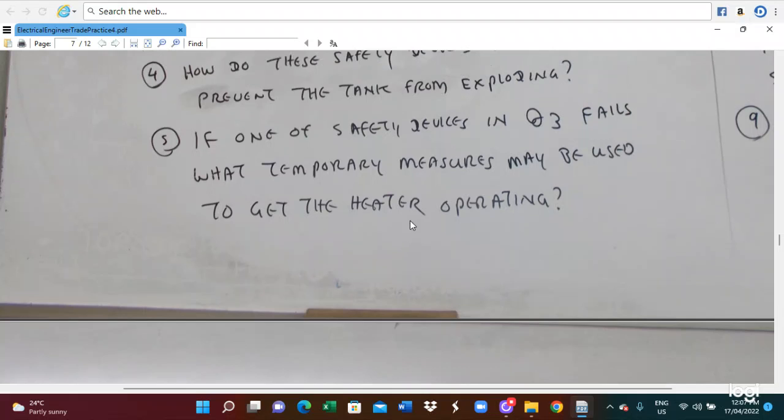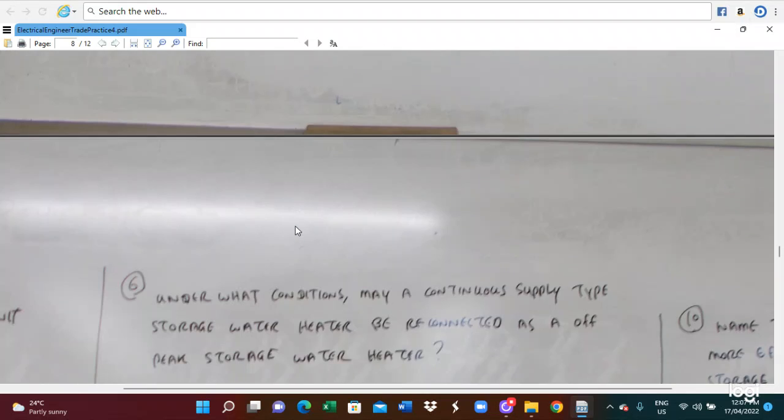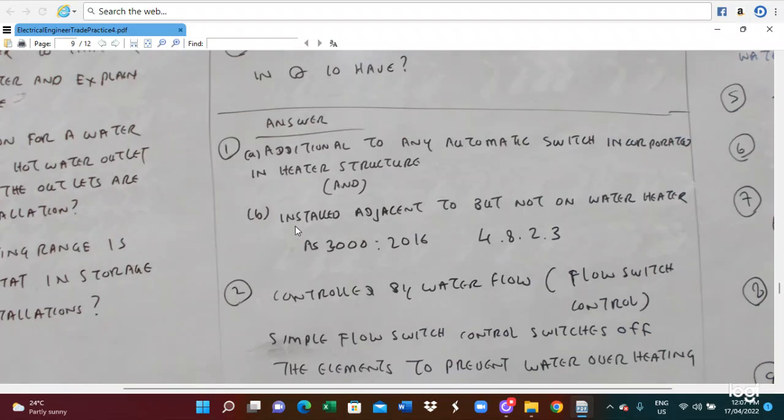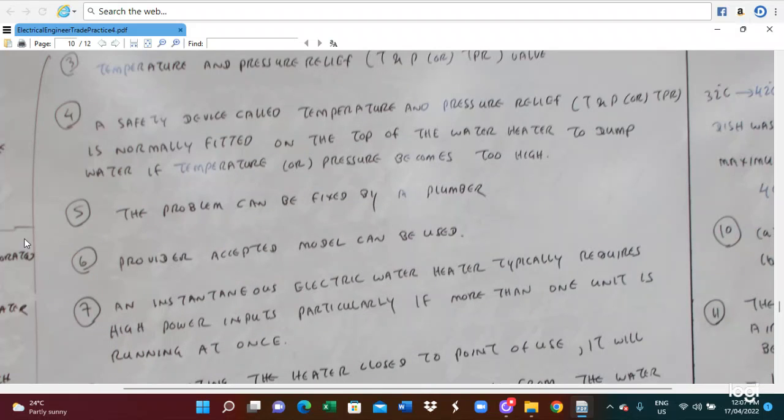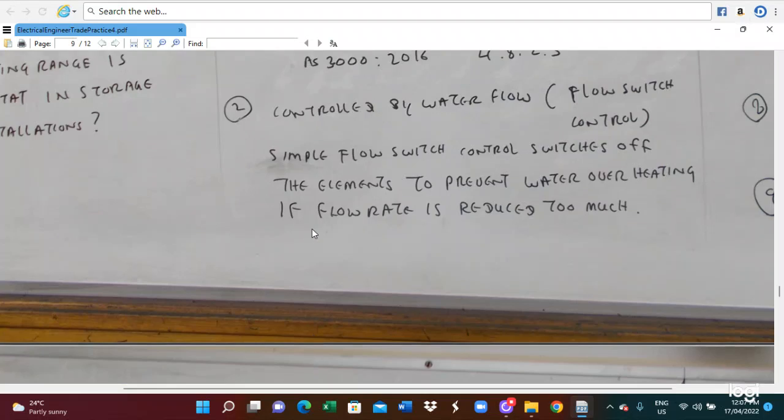And question number 5: if one of the safety devices in question 3 fails, what temporary measure may be used to keep the heater operating? So that problem can be fixed by the plumber. Answer.